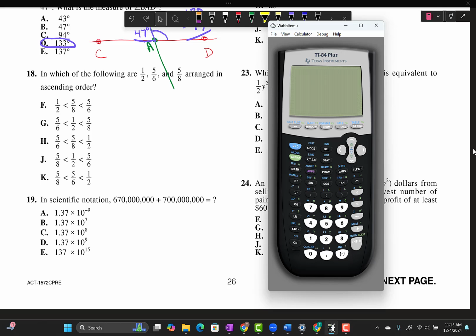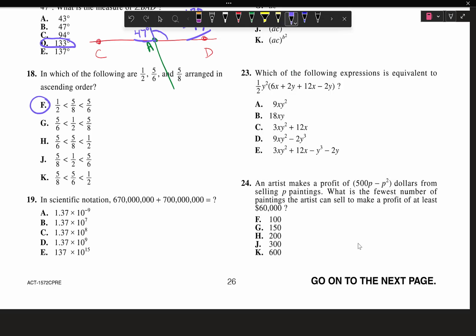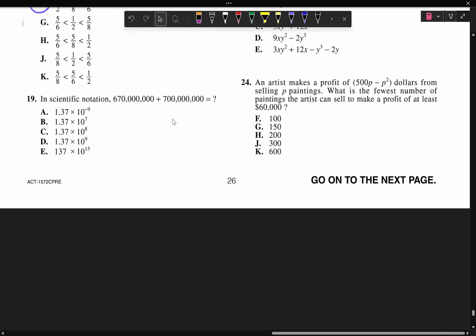I would always encourage you on a question like this, put these fractions in the calculator. 1/2, we know that's 0.5. 5 divided by 6 is 0.83. And 5 divided by 8 is 0.625. So that means 5/6 is the biggest, then 5/8, then 1/2. So that's F. 5/6 is greater than 5/8, which is greater than 1/2.